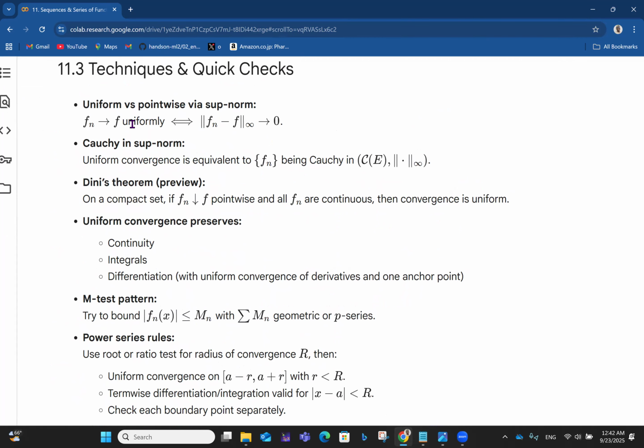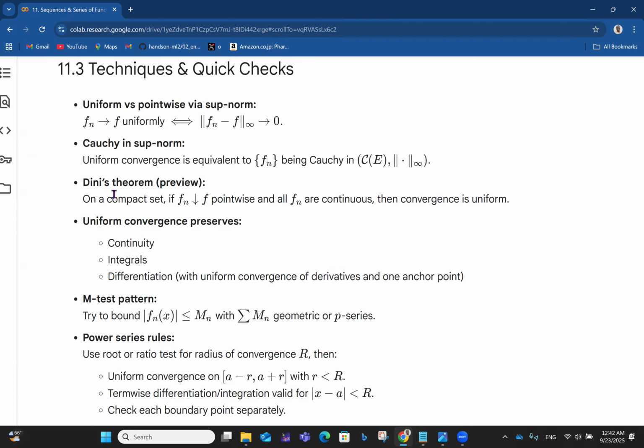So Fn converges to F uniformly if and only if, and if and only if means you prove it forward and you prove it backwards, the norm of Fn minus F, the sup norm, approaches zero, right? And then you have Cauchy in sup norm. Uniform convergence is equivalent to the sequence Fn being Cauchy in C of E with the sup norm.